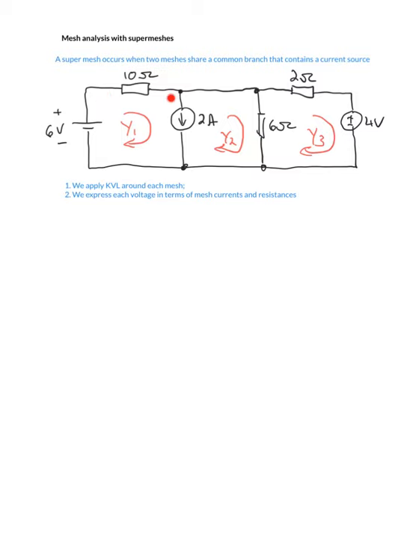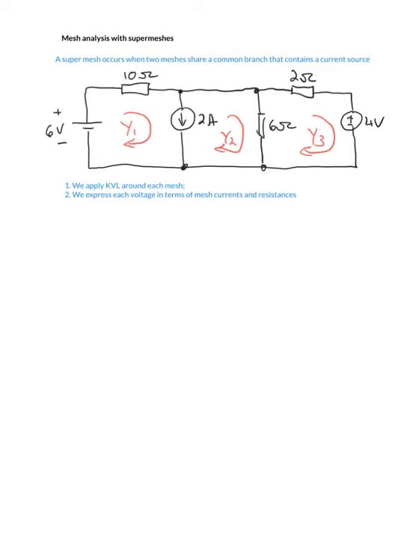So if you go around this loop here, that's a voltage. You can put it in your Kirchhoff's voltage law equation. This you can express as a voltage in terms of the mesh current and the resistance. But over here we have a problem because we don't know what the resistance is of the current source, and an ideal current source has a zero resistance.